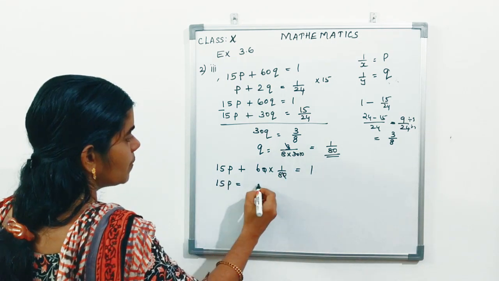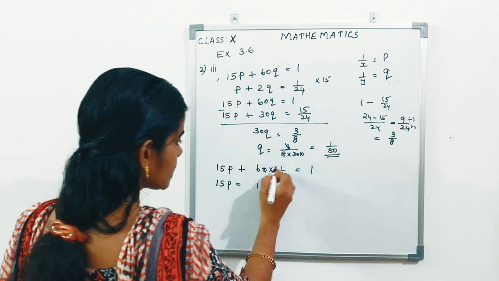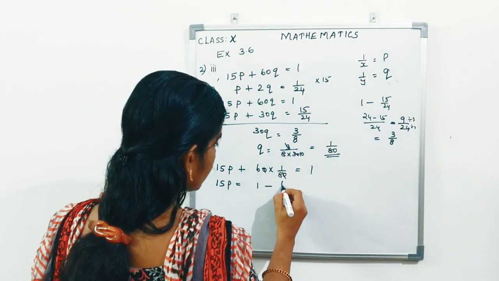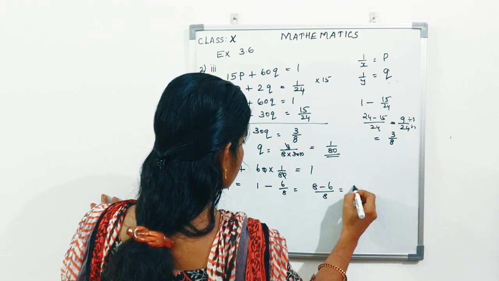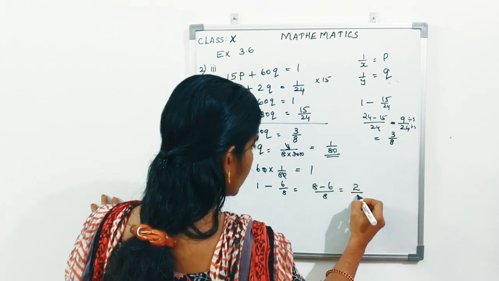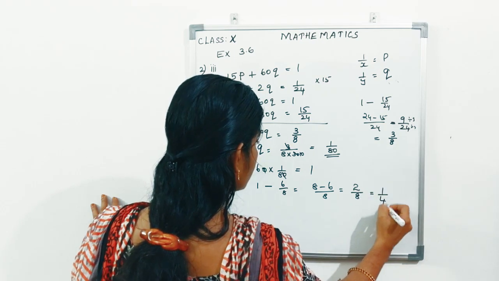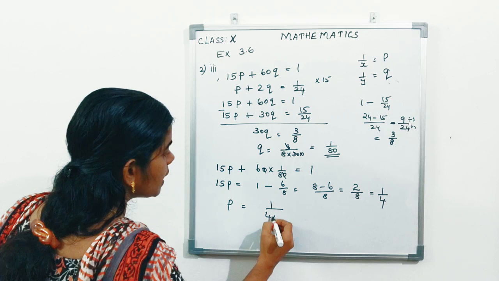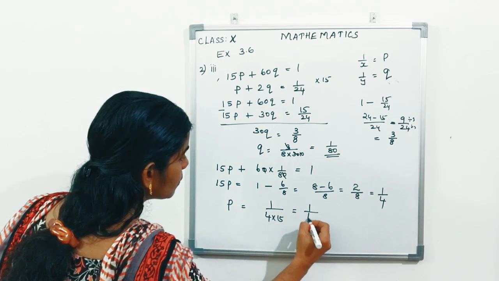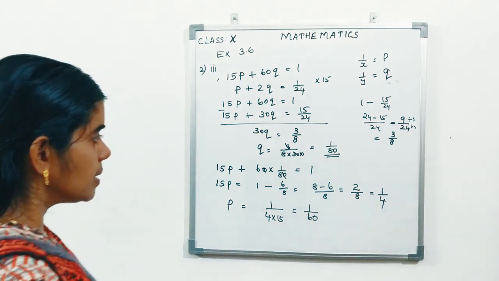15p is equal to 1 minus 6 by 8. If you take 1 by 6 minus 8, that is 8 minus 6 by 8, which is equal to 2 by 8, that is equal to 1 by 4. Then p is equal to 1 by 4 into 15, that is equal to 1 by 60.